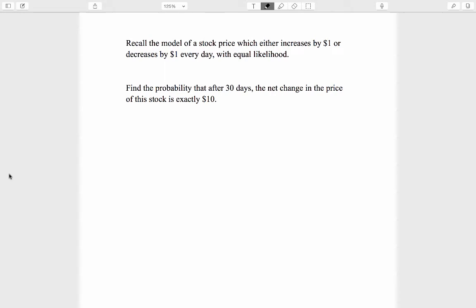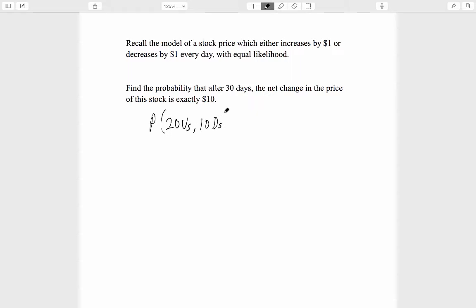Recall the model of a stock price, which either increases by $1 or decreases by $1 every day with equal likelihood. Find the probability that after 30 days, the net change in the price of this stock is exactly $10. That could be a net increase of $10 or a net decrease of $10. What we really need to find here is the probability of a net increase of $10 plus the probability of a net decrease of $10.